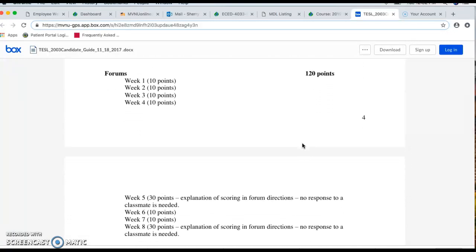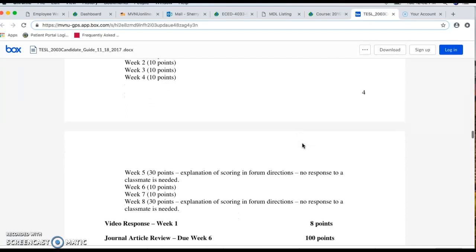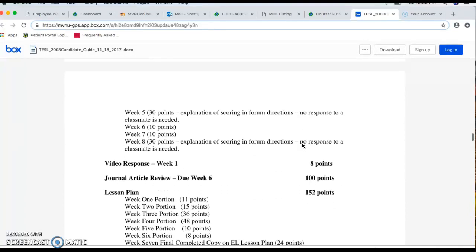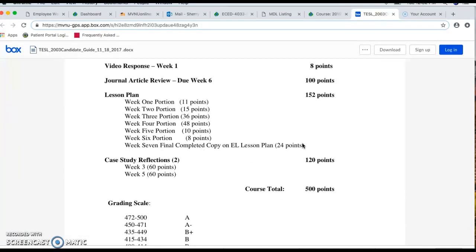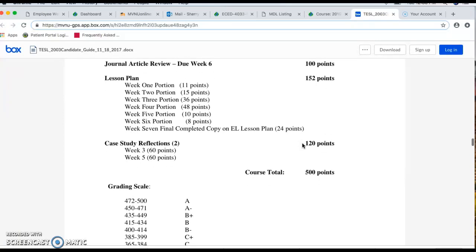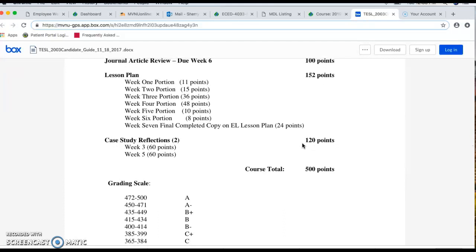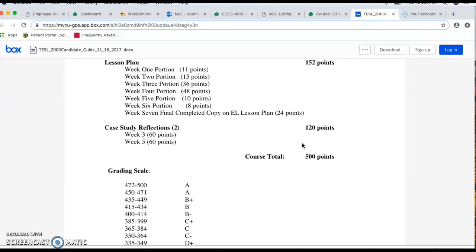You'll have forums for each week. You'll notice they vary in points from 10 to 30 points. There's a video response, which is basically what I'm saying to you now as an introduction. That's 8 points for the first week. A journal review that's due during week 6 for 100 points. And the lesson plan that I discussed with you is worth a total of 152 points.